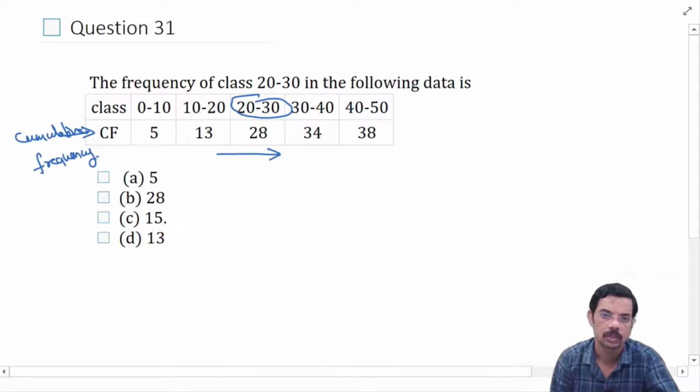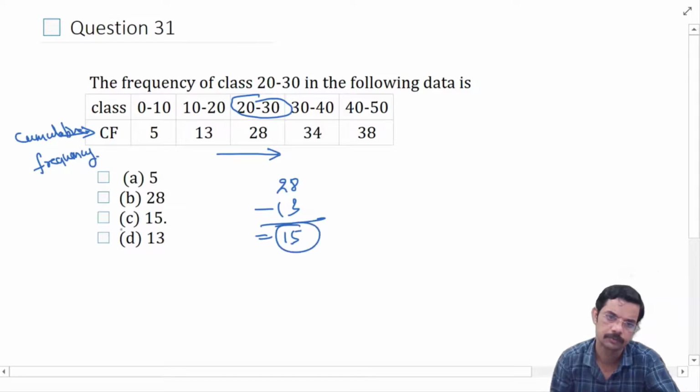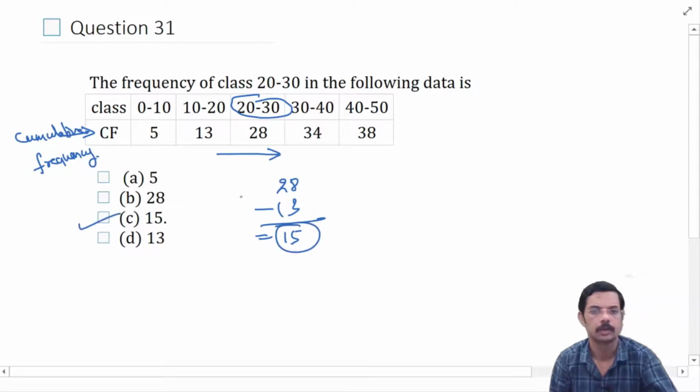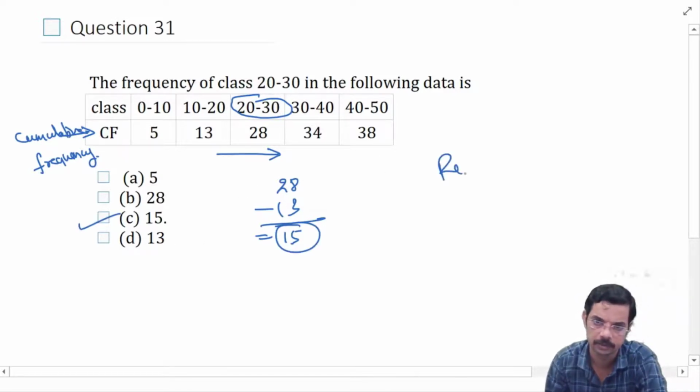Therefore, this is less than type cumulative frequency. Up to 30 it is 28. Now less than 20 is 13. So it will be 28 minus 13, which is equal to 15. Okay, I think we have done this question previously, so it is a repeated question. The answer is 15.